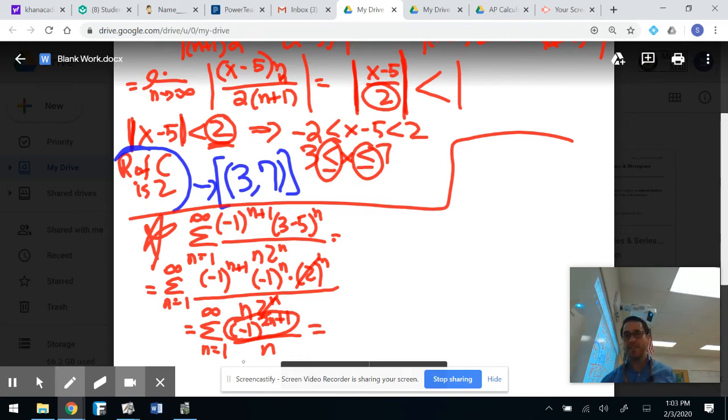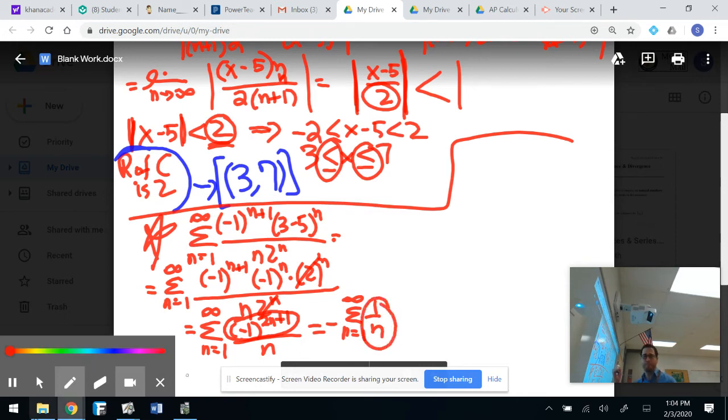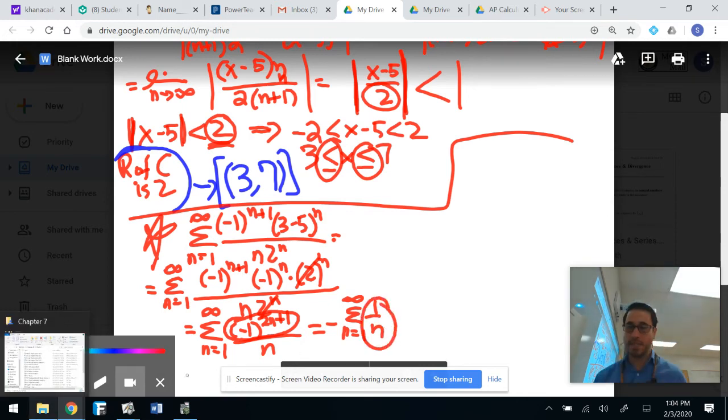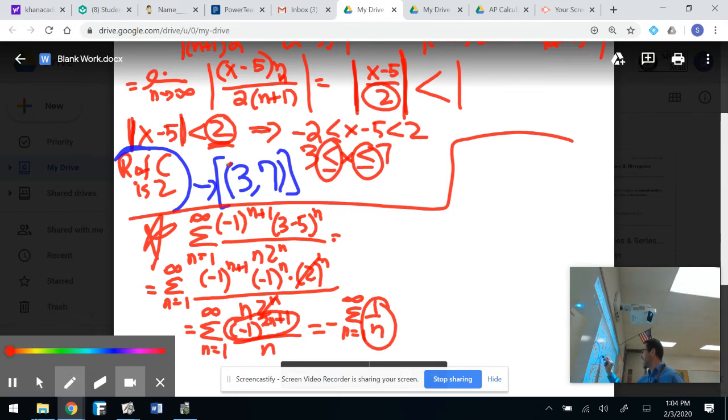I always get a negative answer. So believe it or not, negative 1 to the 2n plus 1 is just negative. So I could bring that negative on the outside, sum from n equals 1 to infinity of 1 over n. Oh, snap, that's a p-series. It's a harmonic p-series, and harmonic p-series always diverge. So guess what? That means this has to be a parenthesis.